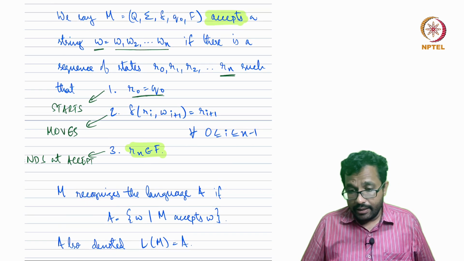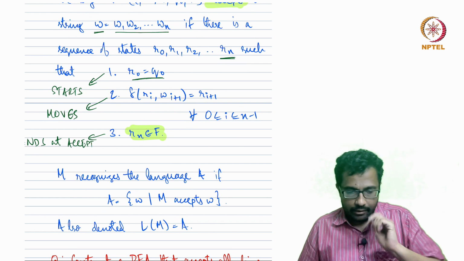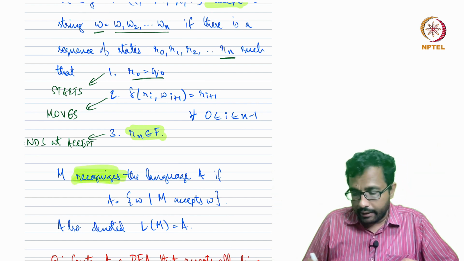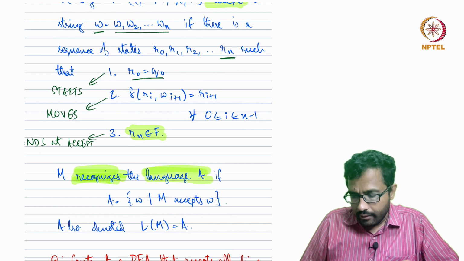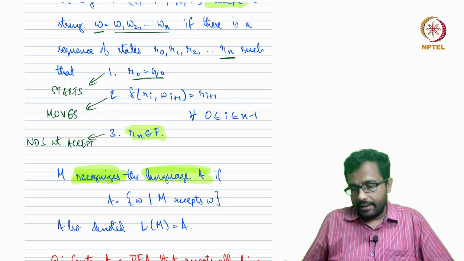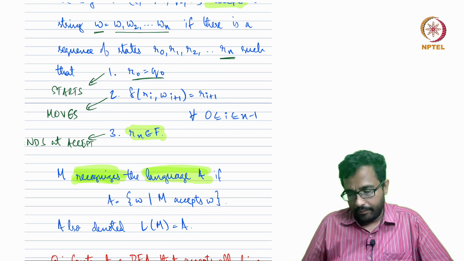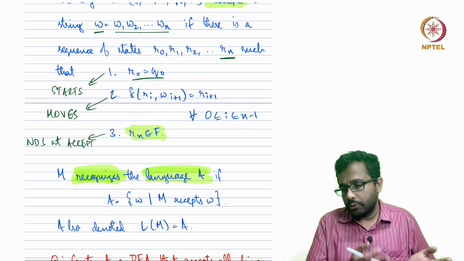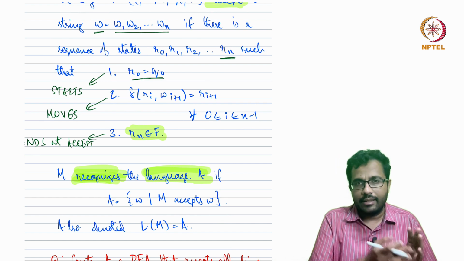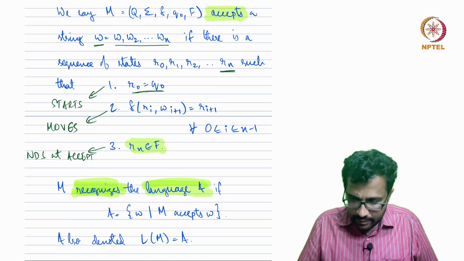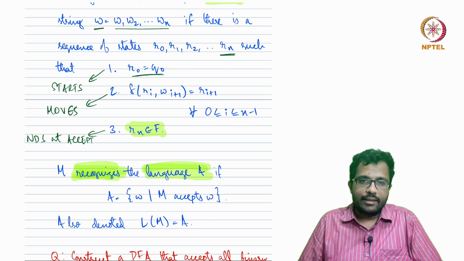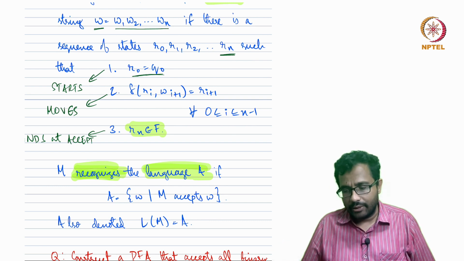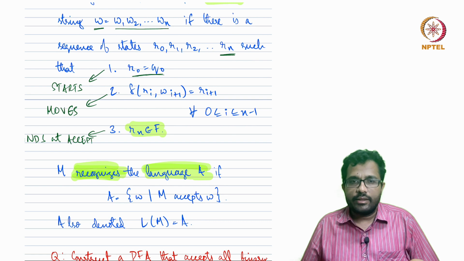We say M accepts a string, and correspondingly we say the machine or the DFA M recognizes the language A, where A is the set of all strings that are accepted by the DFA M. I have been alternately using machine and DFA, but think of them as the same computing device. The distinction here is that M accepts a string and M recognizes a language. Sometimes people say M accepts the language, but that can lead to a bit of confusion. That's why we use M recognizes the language A.